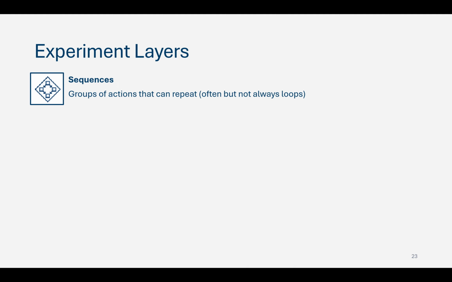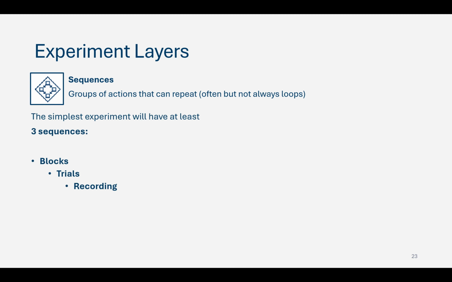Now, one of the really important things to understand about Experiment Builder is the logic of how it executes your experiments and how SR Research wants you to build your experiments. So Experiment Builder works in layers, and these layers are made up of sequences. You can think of these as loops. They're groups of actions that you can repeat as many times as you want, or you can only run through them once if you so choose.